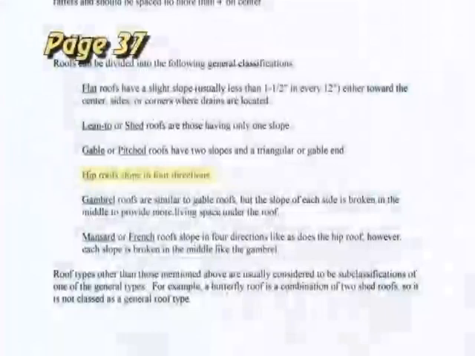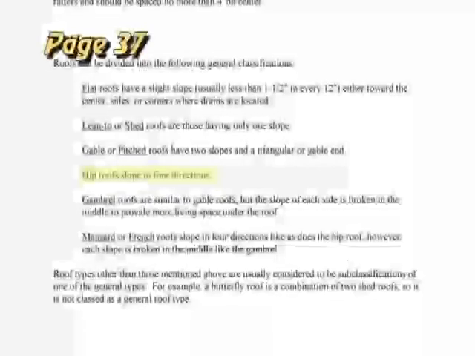And what I'd like you to do right now is about halfway down through that first page, highlight hip roofs slope in 4 directions. Again, look through these illustrations, understand what we're talking about, and then let's go on to shingle terms. Shingle terms.